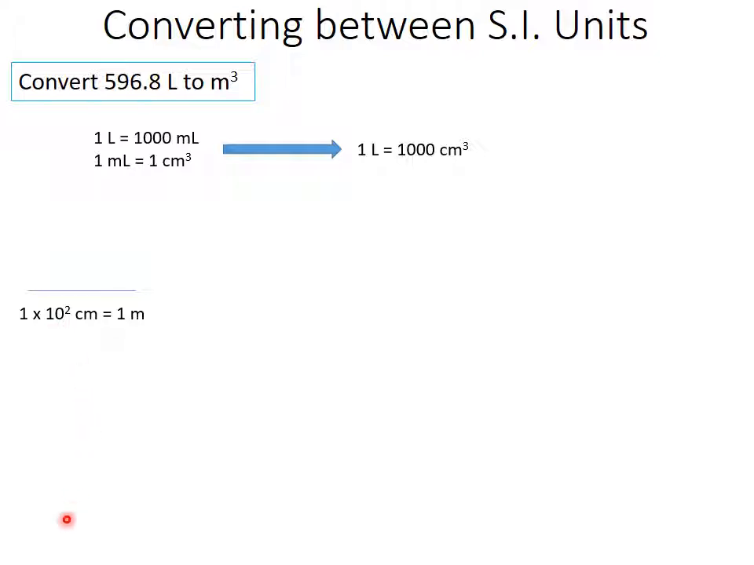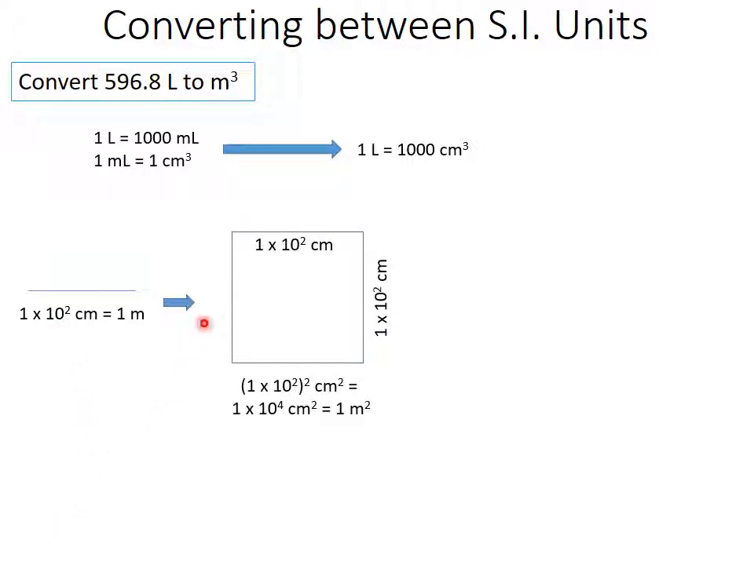If we add the second dimension, this box is 1 meter on each side. Its area is therefore 1 times 1, 1 meter squared. But its area is also 1 times 10 to the 2 times 1 times 10 to the 2 centimeters squared, or 1 times 10 to the 4th centimeters squared. That's an exponential increase. What happens if we add the third dimension?